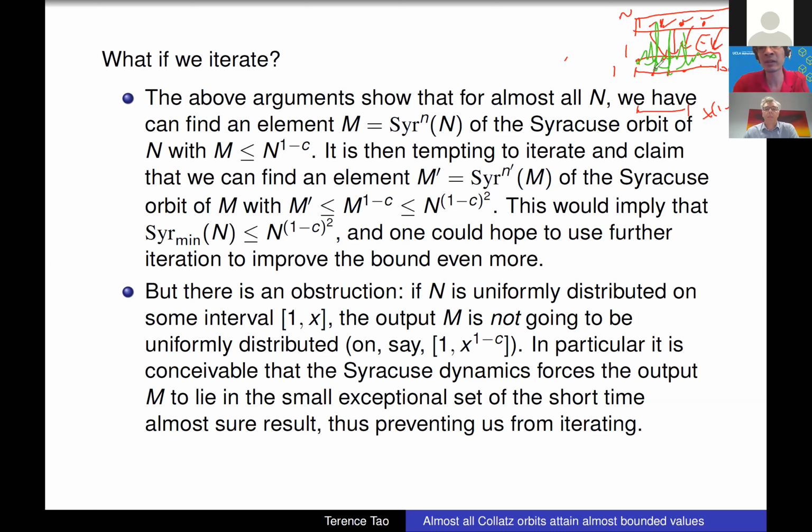So the exceptional set where things go wrong might be small with respect to the uniform distribution, but it might be large with respect to the new distribution of your Syracuse orbit coming from the previous map. So the problem is that the Syracuse map is biased. If you start with a uniformly chosen number and you apply the Syracuse map, it does not stay uniformly distributed. And this is what stops us from naively iterating these maps to go further. So the iteration changes the distribution.